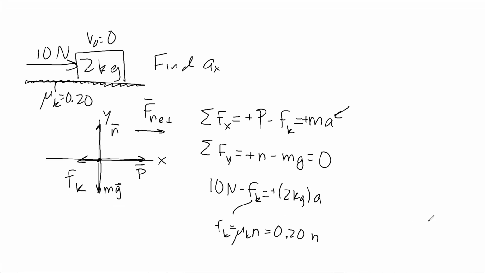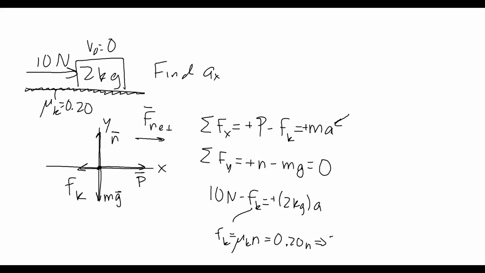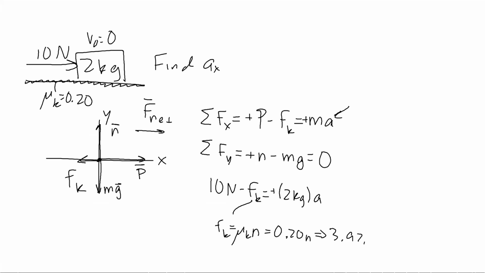But like I said, in this case it does equal, oops, did I write A? I meant to write N. Oh, okay, no, this is fine. Yeah, I did write N. So that means N is 2 times 9.8, which is 19.6. So the friction force is 3.92 newtons.